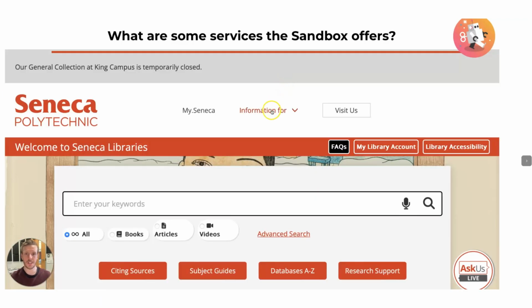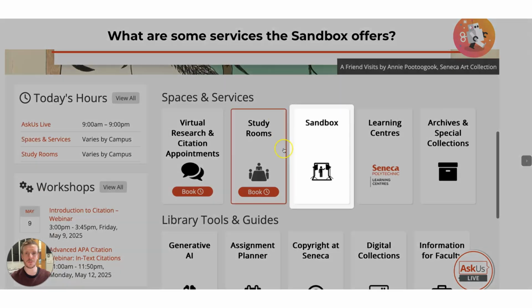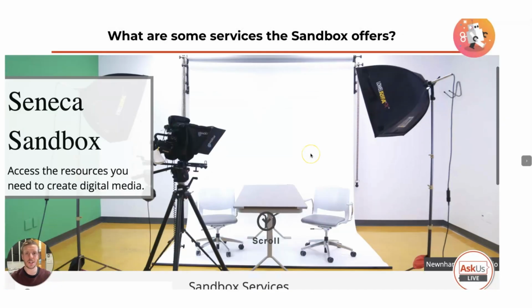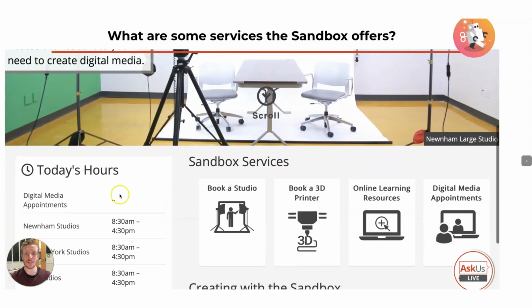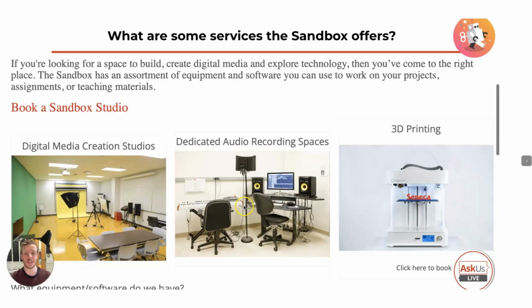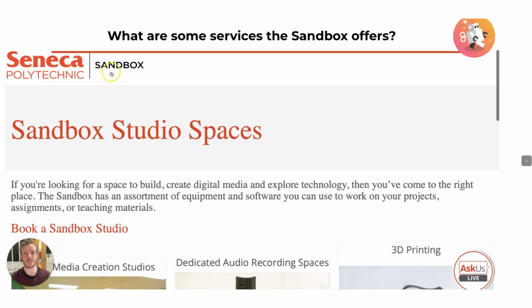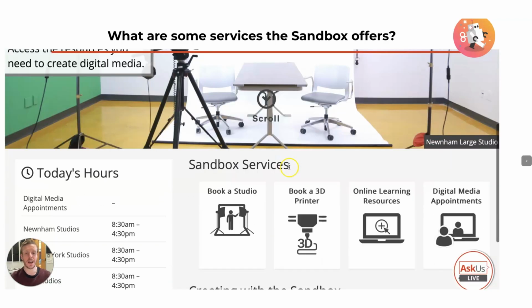So if you're on the Seneca Libraries website, all you need to do is scroll down and you'll see Sandbox right here. When you click on it, you'll be able to see our hours, you'll be able to book a studio space, and if you click on this, you'll be able to start seeing some of our equipment and spaces that you can use, again, for free. You can also book a 3D printer.